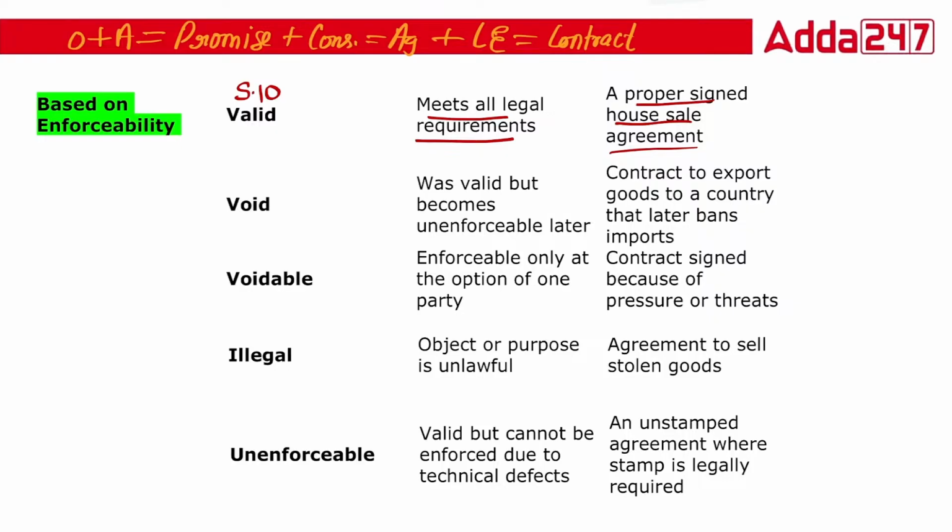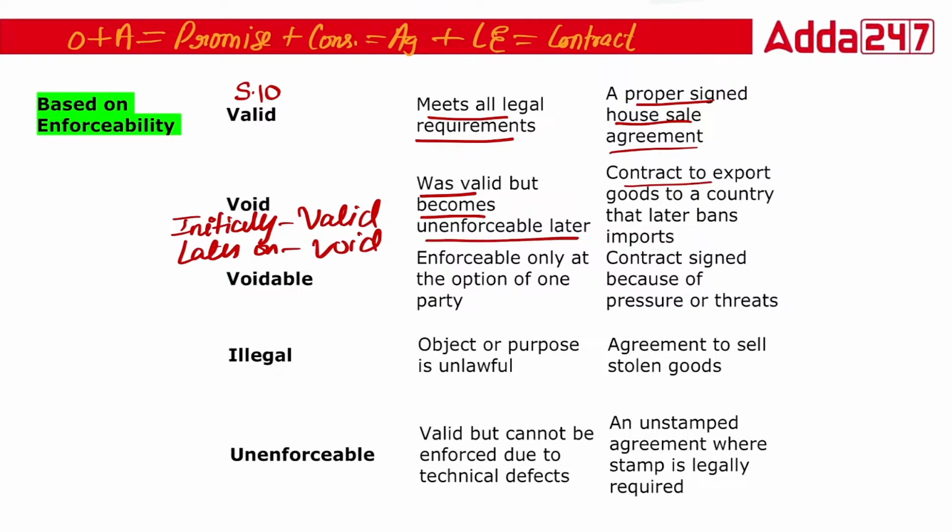Now what is void contract? Void contract is initially valid but later on void. That is the best example. It was valid but became unenforceable later. See, a contract to export goods to a country. Right now this is valid, but later the country bans the import. So if it bans imports, this is called a void contract. So in a void contract, initially the contract is valid, but later on it becomes void.